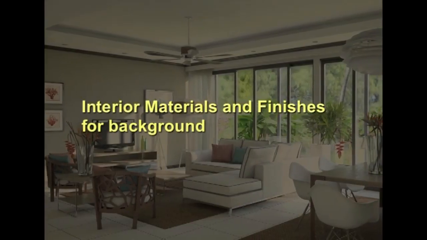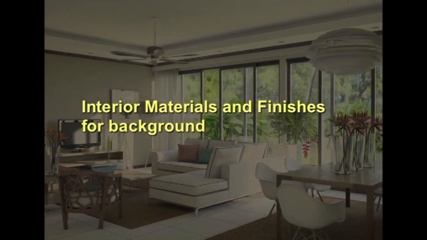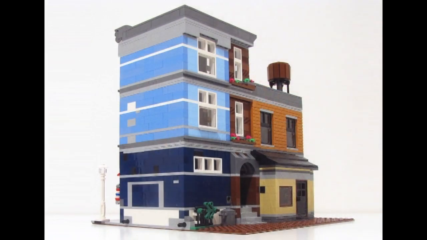The next heading is interior materials and finishes for background. Finishing work is the construction work phase that provides an attractive, completed appearance and provides protection to the building. Finish work includes enclosing interior walls and ceilings, installing finished flooring, cabinetry, doors, moldings, covering interior and exterior surfaces, and completing plumbing, HVAC, electrical and communication systems.